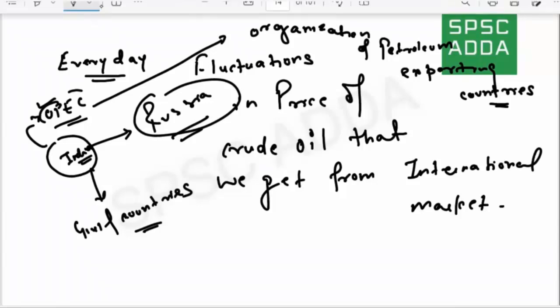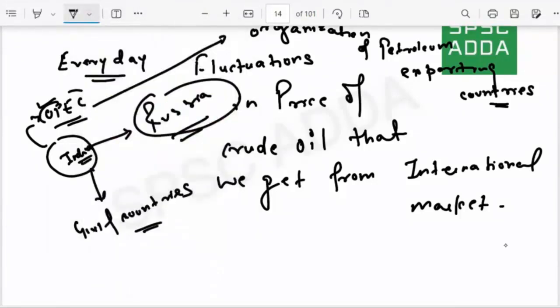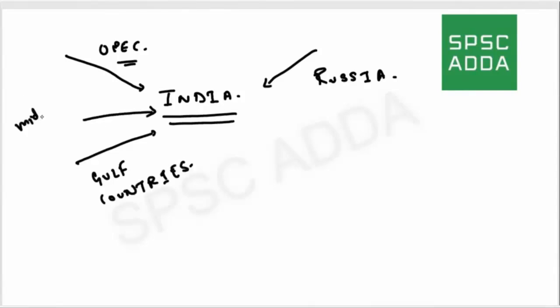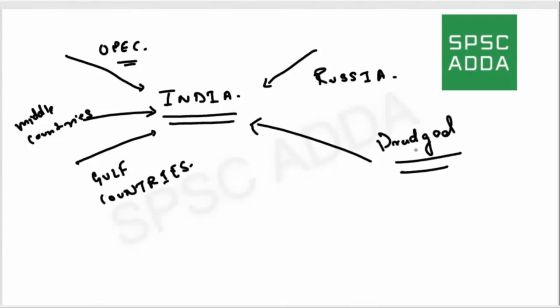For example, let us erase this. India is here. India is getting some oil from OPEC. Listen carefully. Some oil from Russia, some oil from Gulf countries. I'll write almost all countries, few Gulf countries. Some oil from some countries which will come under OPEC's Middle East countries. So India has various sources of oil. Apart from this, some oil is drudged in India, Bombay High, Reliance refineries.